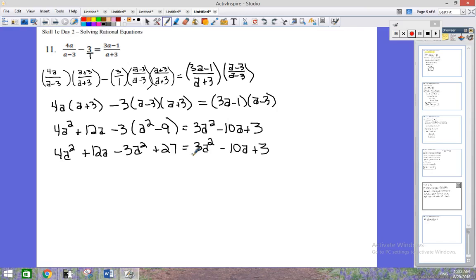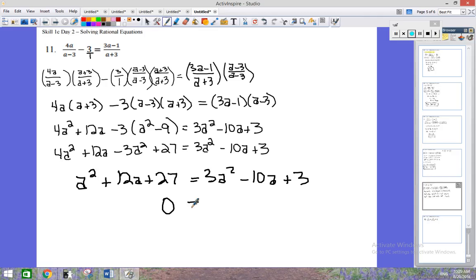So let's collect the a squareds over here. Here, 4a squared take away 3a squared just gives me an a squared plus 12a plus 27. Over here, 3a squared minus 10a plus 3. To get a positive leading coefficient, I'm going to take 1 away. I'm going to move everything to the right-hand side, subtracting 12 and subtracting 27.